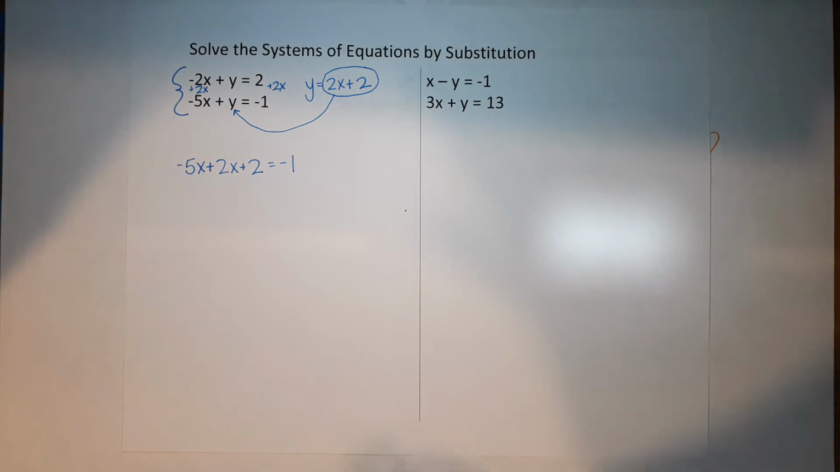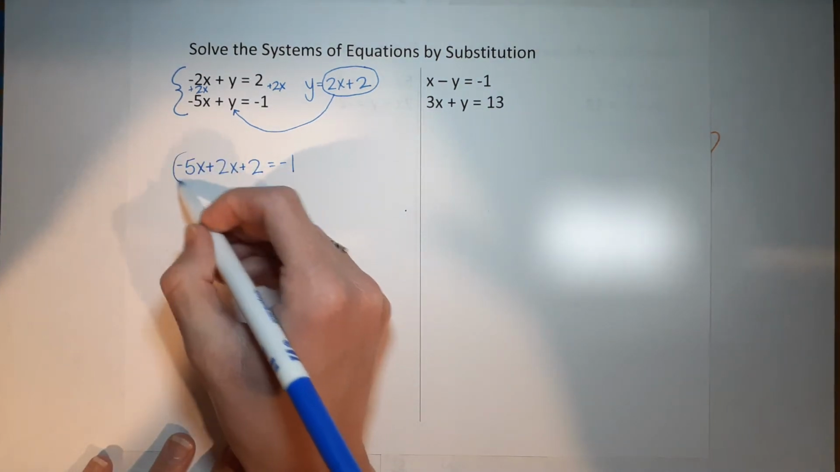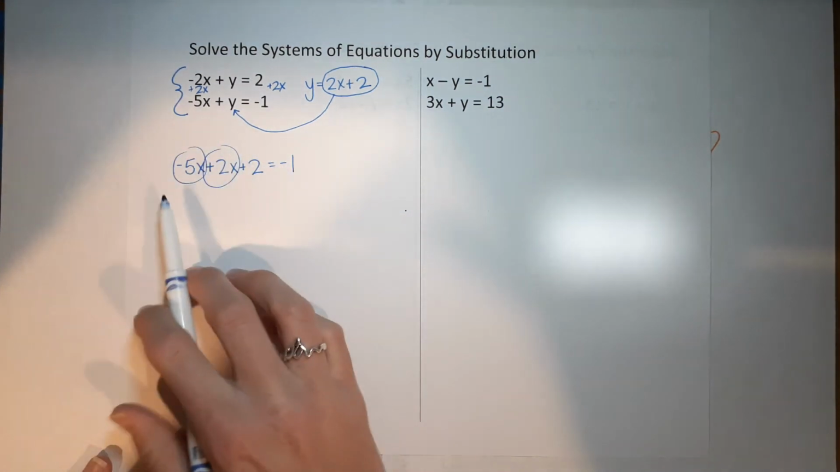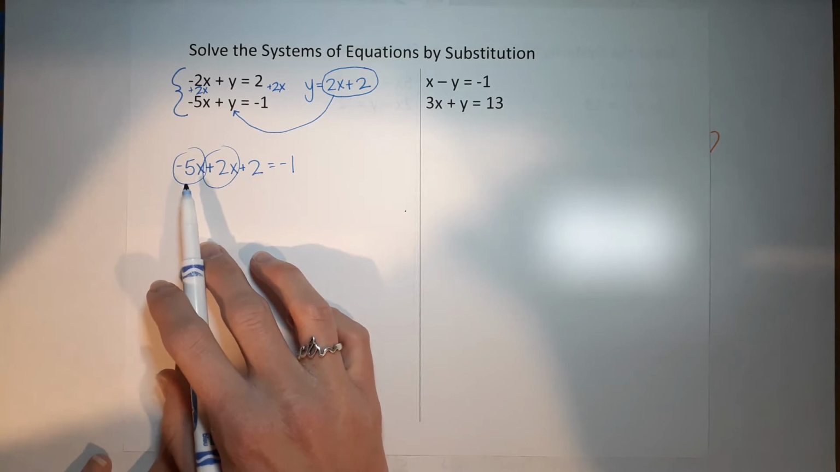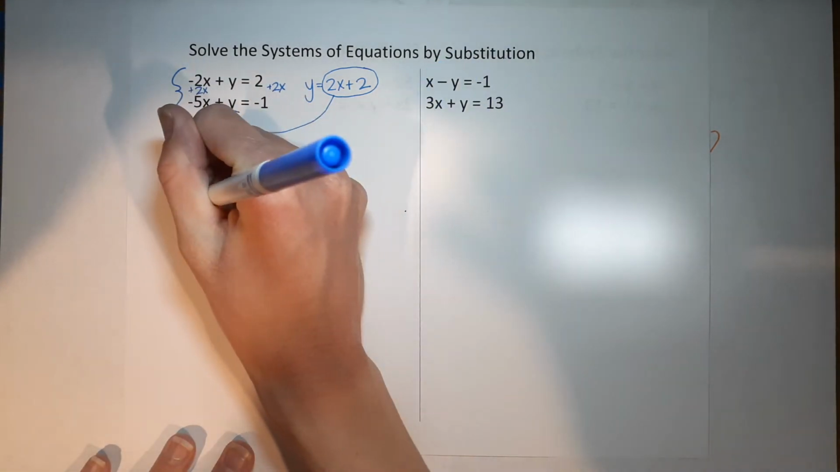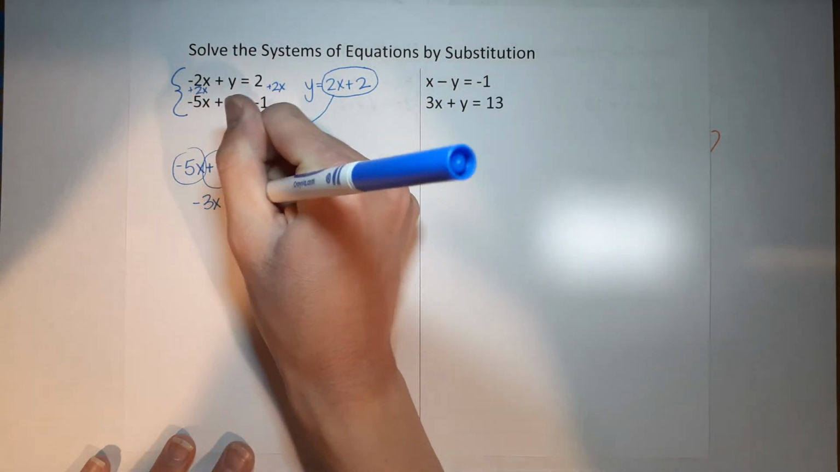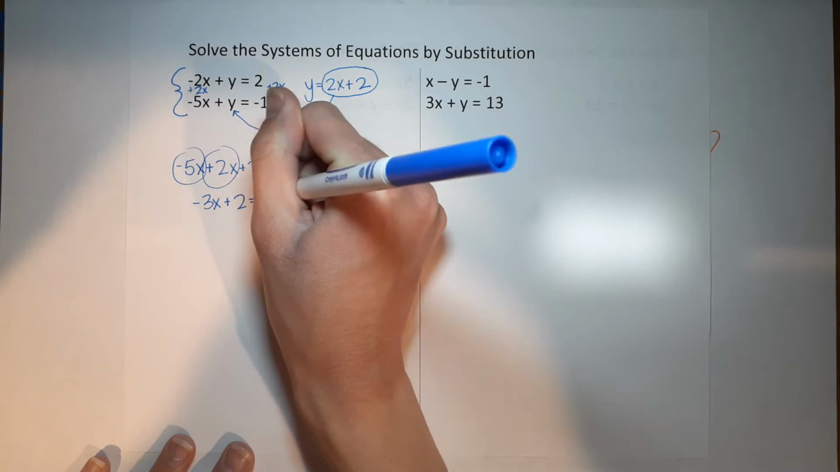Okay, now I have all x's, so I can solve for x. Okay, so I combine like terms. So my x's. So I've got negative 5x and 2x. If I owe somebody $5 and I pay them back $2, I still owe them $3, right? Negative 3x plus 2 equals negative 1.